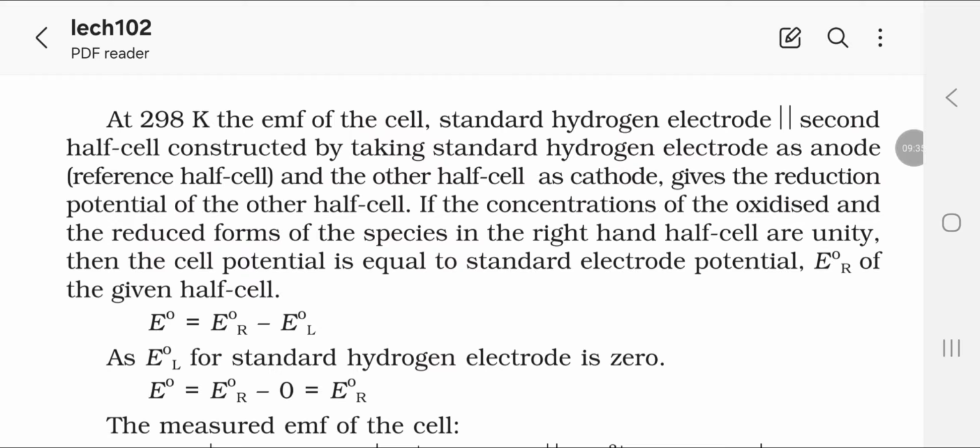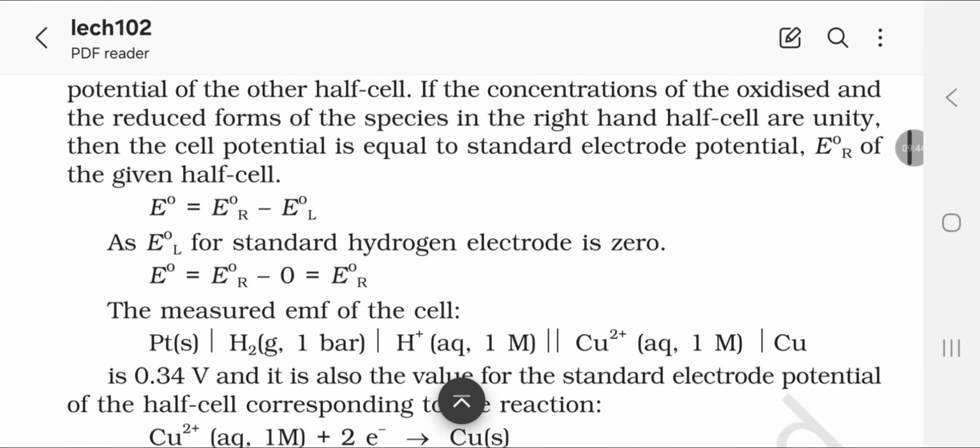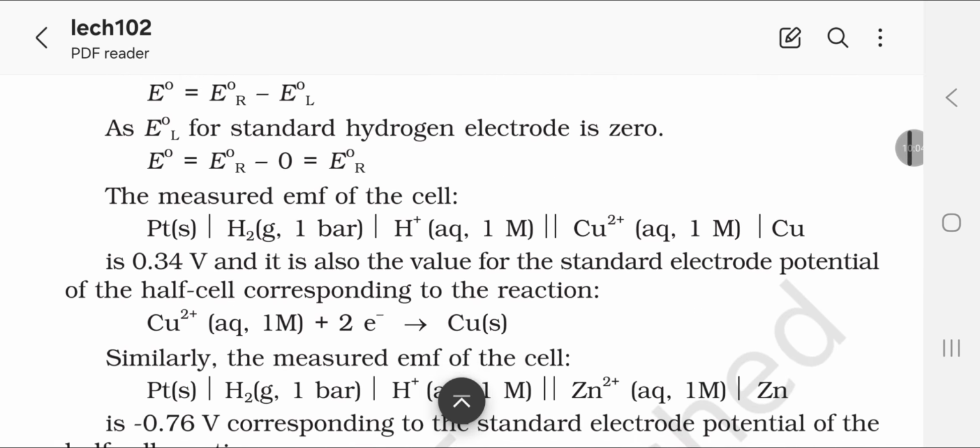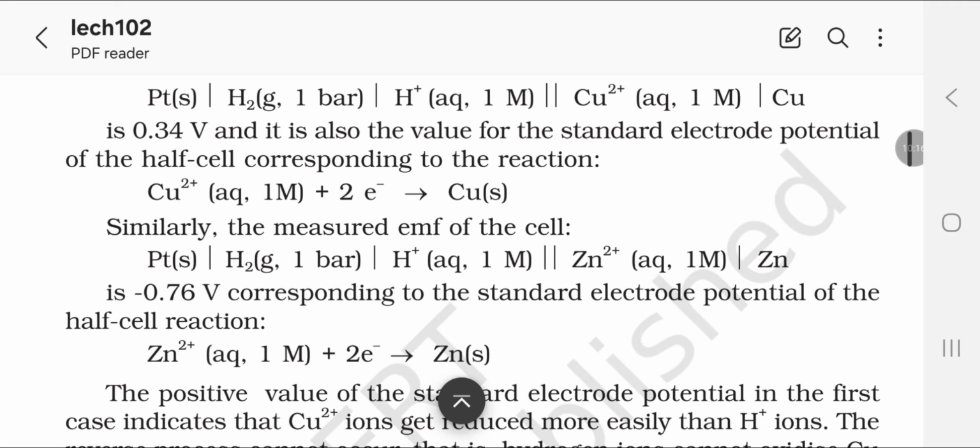If the concentrations of the oxidized and the reduced forms of the species in the right-hand half cell are unity, then the cell potential is equal to the standard electrode potential E naught R of the given half cell. E naught is equal to E naught right minus E naught left. As E naught left for the standard hydrogen electrode is 0, E naught is equal to E naught right. The measured EMF of the cell is 0.34 volt, and it is also called the value for the standard electrode potential of the half cell corresponding to the reaction Cu2 positive plus 2 electrons gives Cu.